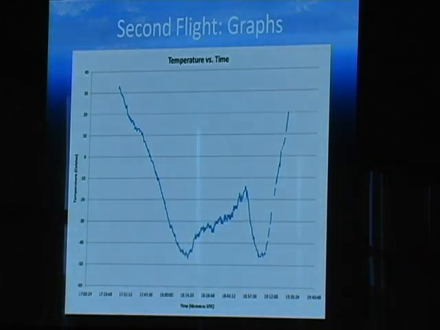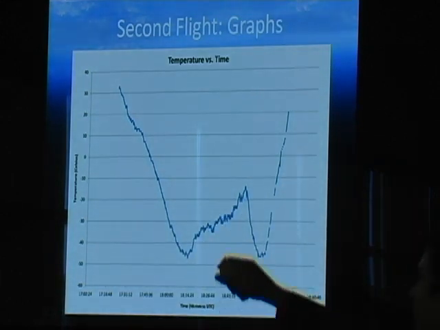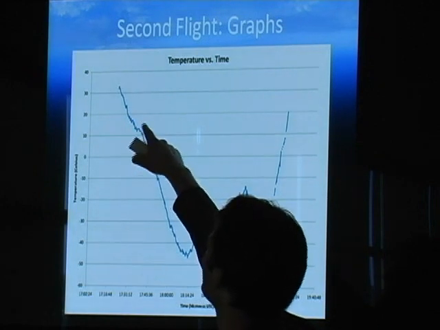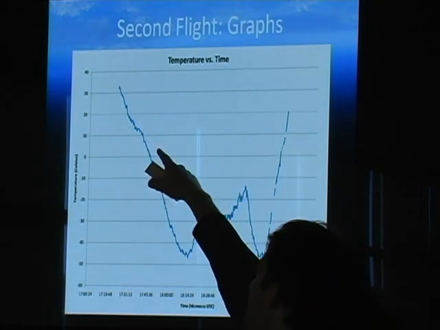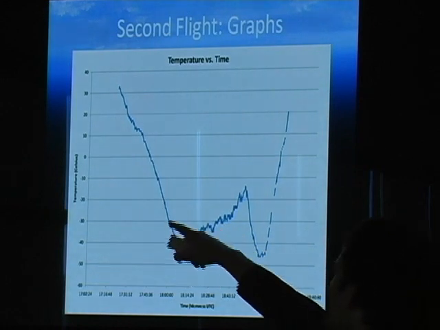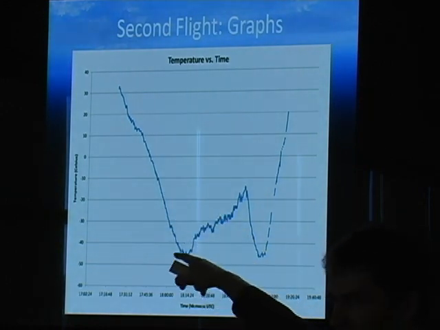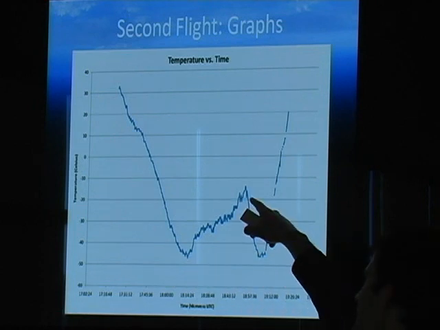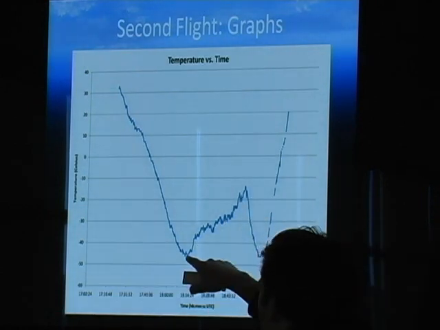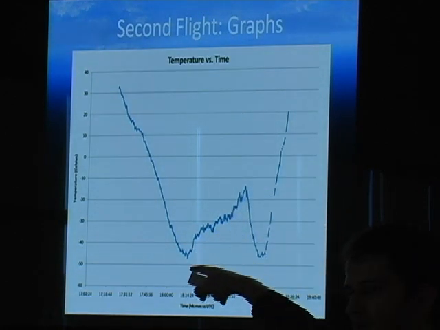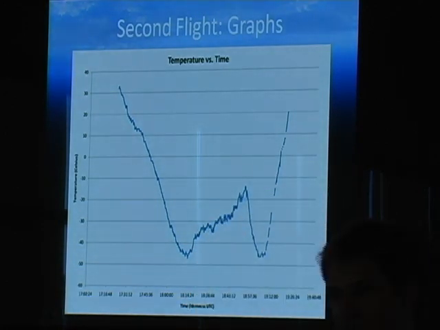This is temperature versus time. We start from about 30. Yeah, it was very hot that day, above 30 actually. And it decreases, and something strange happens here. The temperature starts going up again. This is about minus 45, I think. And here the temperature goes back up. This is actually supposed to happen.